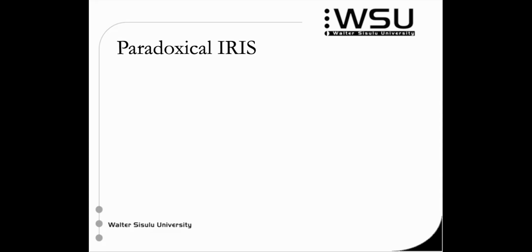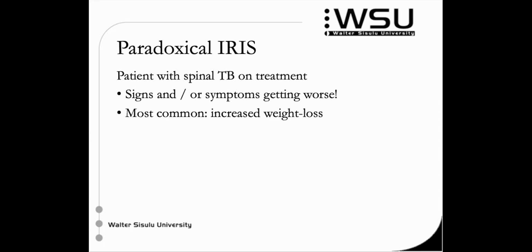I've got, I think, a last quick slide just on paradoxical IRIS. So this is one of the questions that has come up around spinal TB. So your worry is that you've got a spinal TB patient on treatment. Hopefully you have a confirmation that it definitely is drug-sensitive TB, so you know they're on the right treatment. You know they're taking their treatment. Hopefully you have some treatment support, but your patient is getting worse. So any of their signs or symptoms might be getting worse, but the most common TB IRIS we still see is actually increased weight loss.